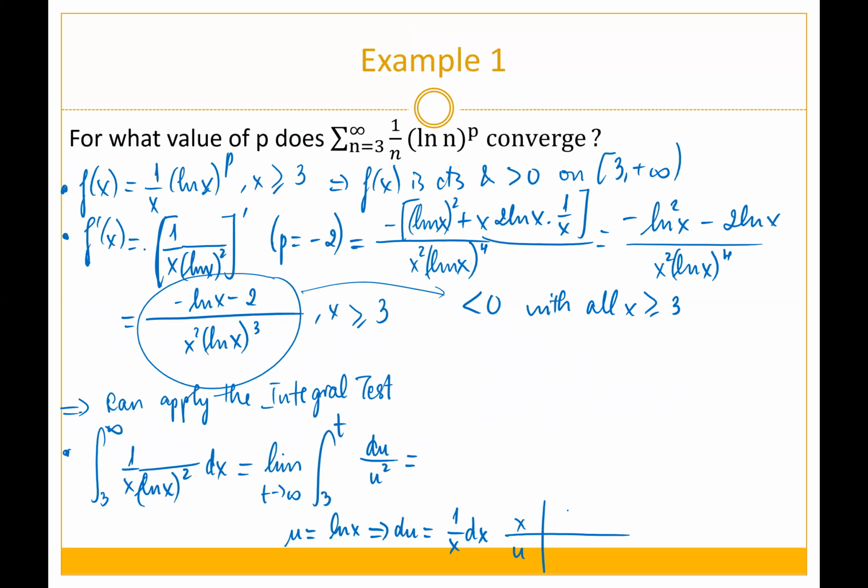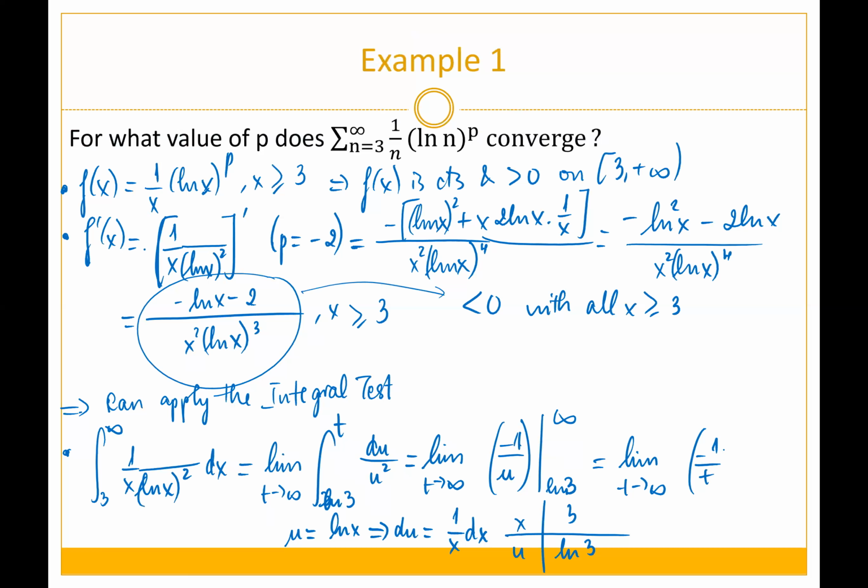The lower limit 3 becomes ln of 3. So instead of this, you have ln of 3, and the limit as t approaches infinity of negative 1 over u, because that's the integral of that, from ln of 3 to infinity. That one is going to equal the limit as t approaches infinity of negative 1 over t plus 1 over ln of 3. And of course, here you can see the fact that this thing is approaching 0. So it's going to be equal to 1 over ln of 3, which is a number.